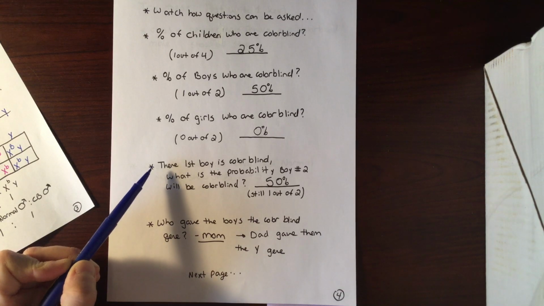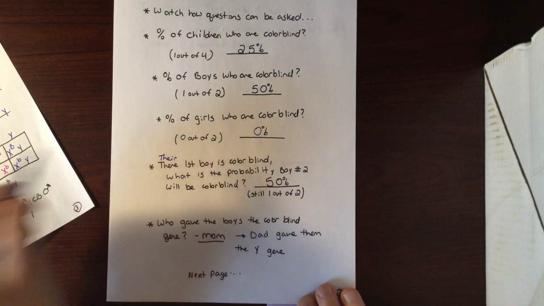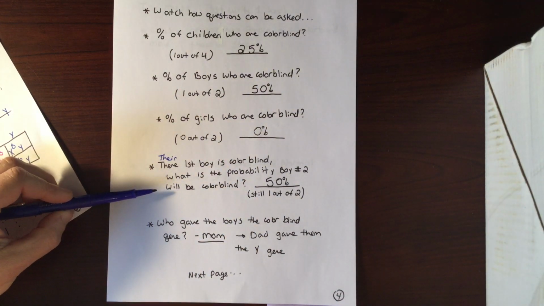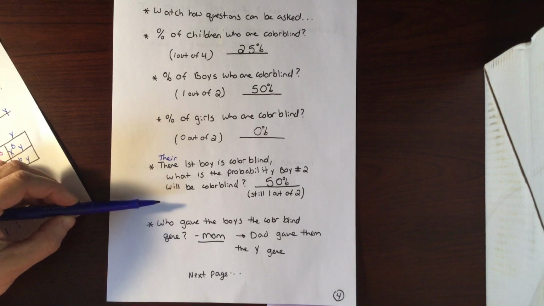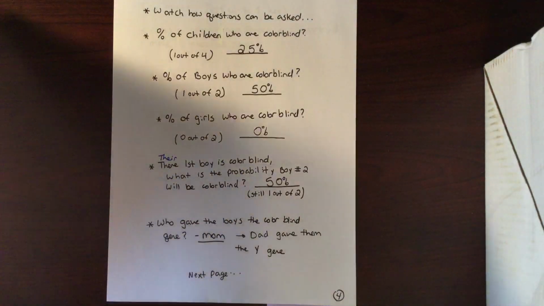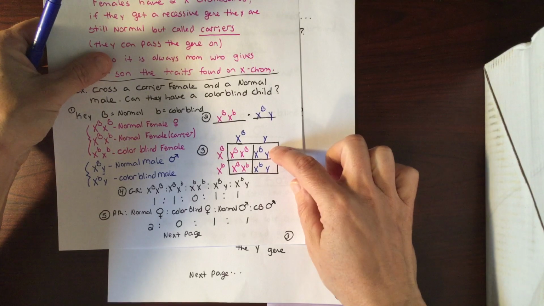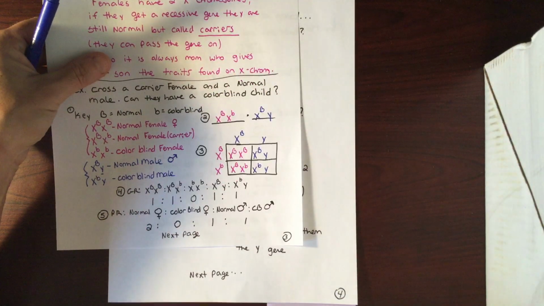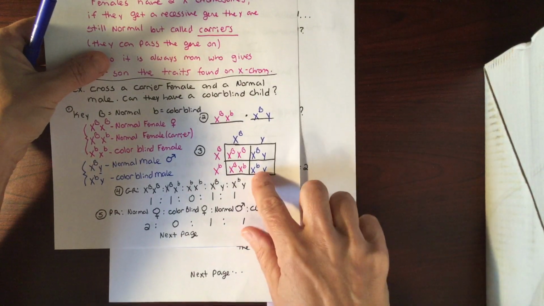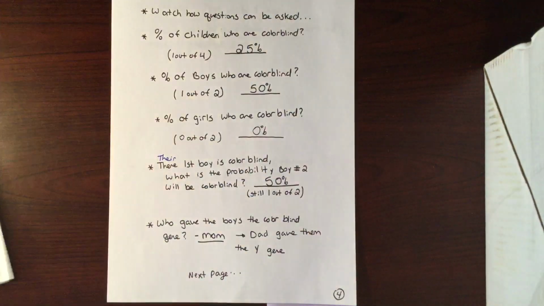Their first boy is colorblind. What is the probability boy number 2 will also be colorblind? It's still 50-50. It's still 1 out of 2. Independent events. Just because the first boy is colorblind doesn't mean that next time they have a boy, it absolutely is going to be normal. Not a shot. For every independent event, every time they get pregnant, I can have the same 4 possible offspring. So if the first boy ends up being colorblind, I can have another boy that's colorblind. I can have a third boy that's colorblind.